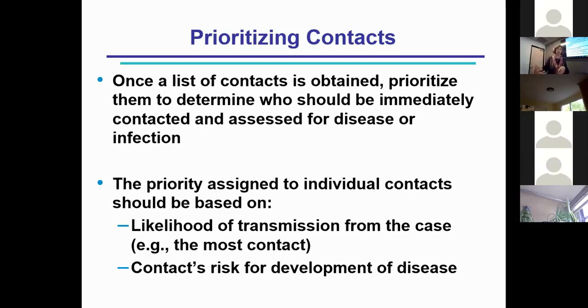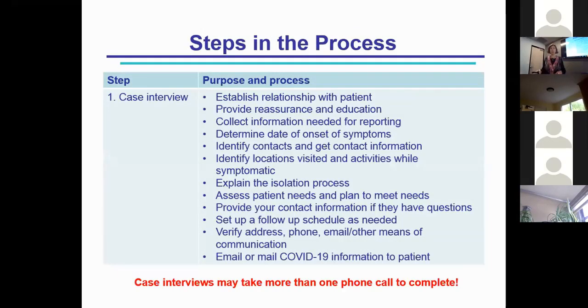Risk of development of disease. So if they're immunocompromised, if they're elderly, if they're in a risk group, those are very important contacts. So we want to make sure that they're the first ones we're tapping. And it may not be the people in the home, because some people may be working a lot right now and not be in their homes very much. So it could be the people at work.